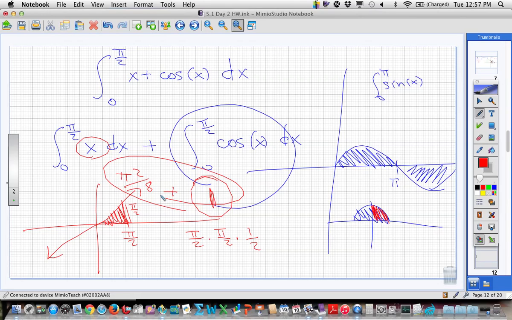Now what we don't know, and what we will be learning over the course of the next several days, is how in the world they got 2 for that area, right? Because there's no geometric formula for that. How in the world are we supposed to know that that's 2? That's what we're going to be getting into over the course of time.